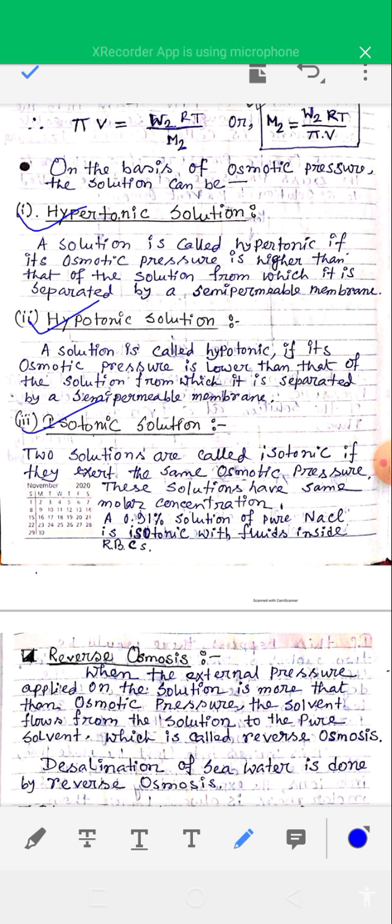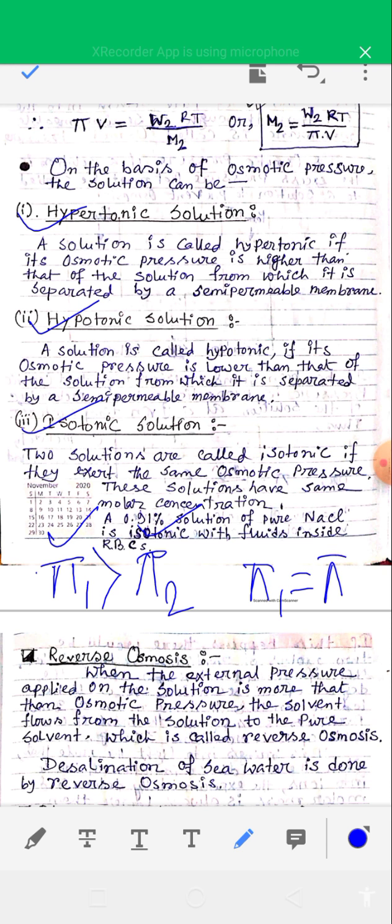So if the osmotic pressure of a solution is greater than the osmotic pressure of another solution, then the first solution is known as hypertonic and the second solution will be known as hypotonic. And if the osmotic pressure of both solutions becomes equal, then both solutions are isotonic to each other.